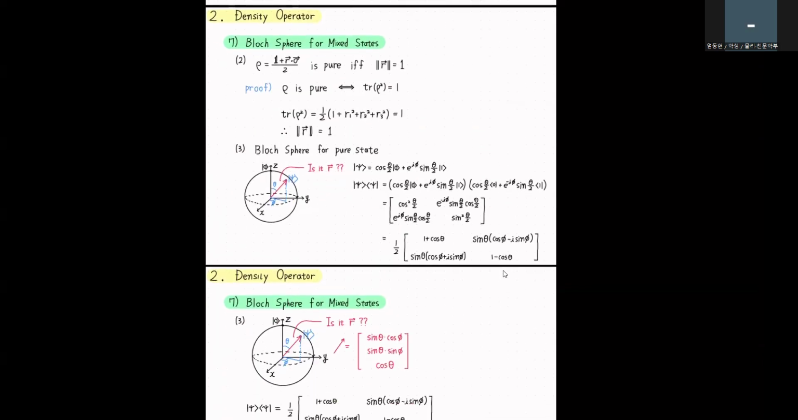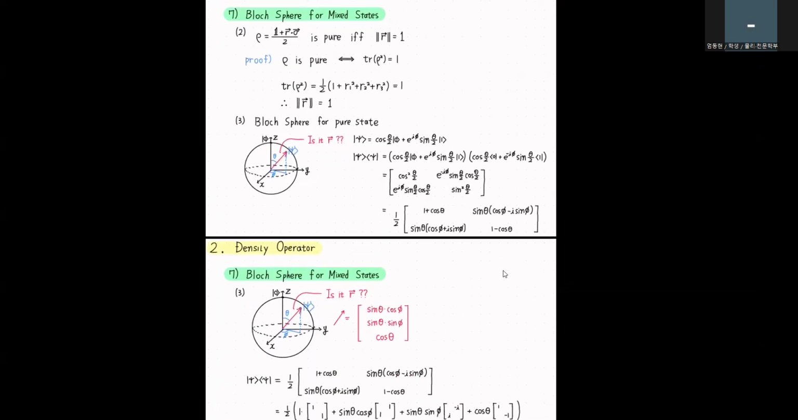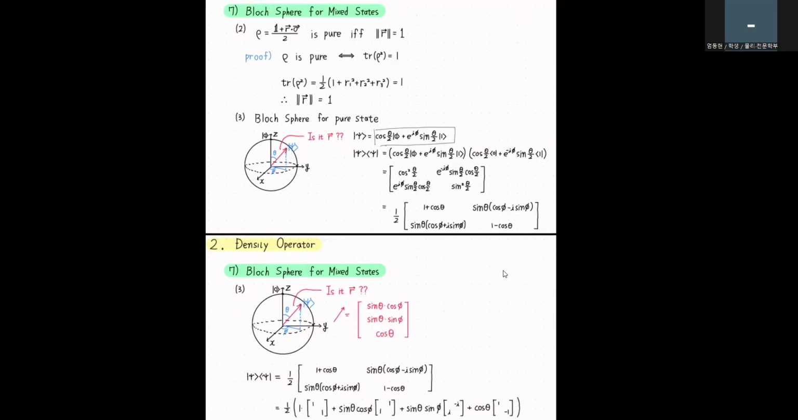And so for the Bloch sphere on the pure state, just to recap, we can represent each state as this expression in terms of these two parameters, the angle theta and phi, which correspond to the two angles theta and phi on the Bloch sphere shown in the figure on the left.